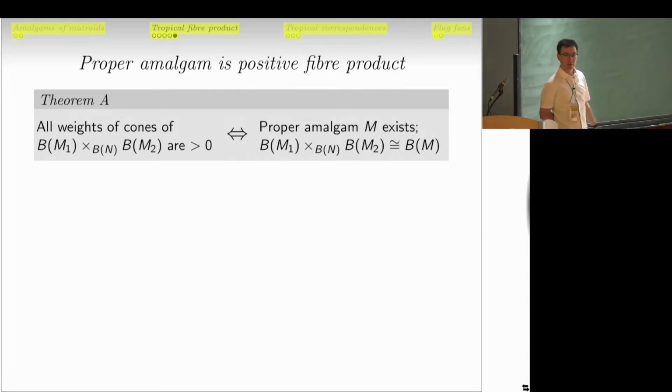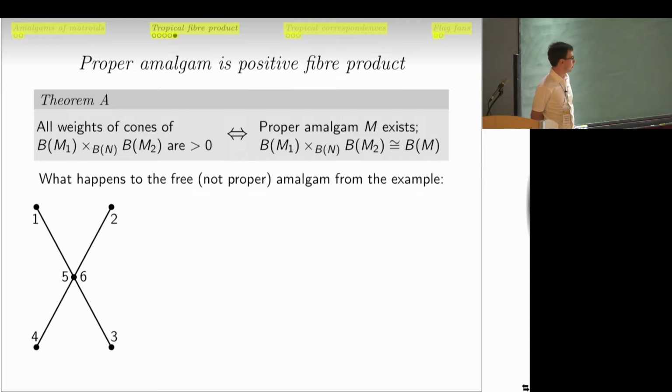So the proper amalgam exists, and its Bergman fan is isomorphic to the tropical fiber product if and only if the tropical fiber product has only positive weights. We have seen that the Weil divisors can have negative weights, and having positive weights just means basically that all the functions that you used were concave in some sense, or convex if you look from below. So of course, we cannot prove this theorem, but we can at least see how it fails to happen.